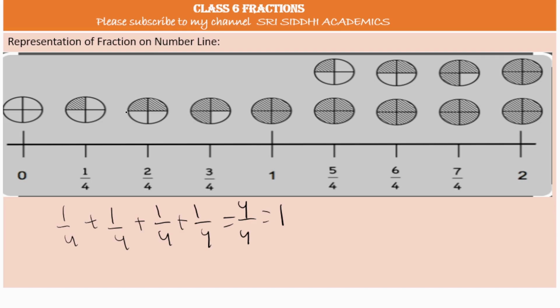2 parts are shaded, 2/4. Here 3/4 similarly. And when I reach 4/4, it becomes equivalent to 1, which means the entire circle is shaded. Now we reach at 5/4. अगर ना समझ में आ रहा हो, think like this.